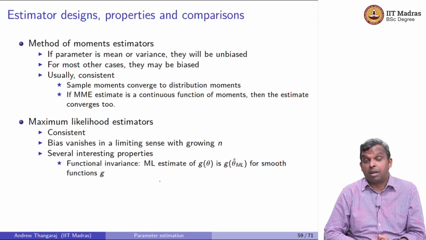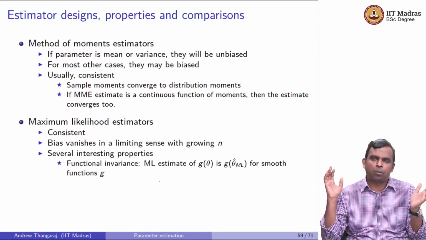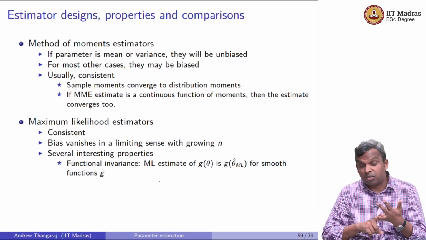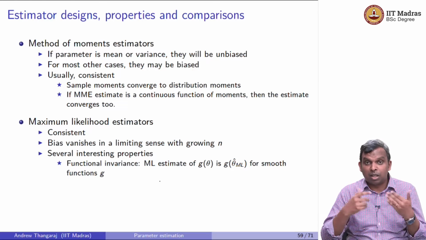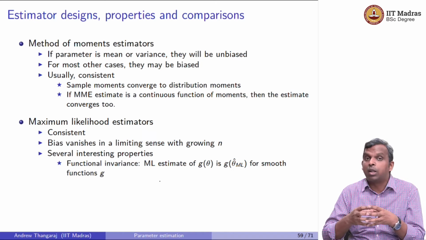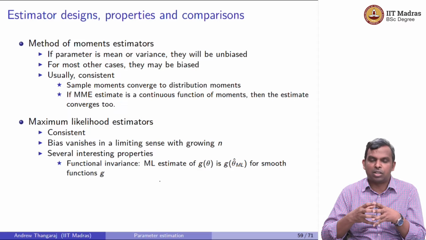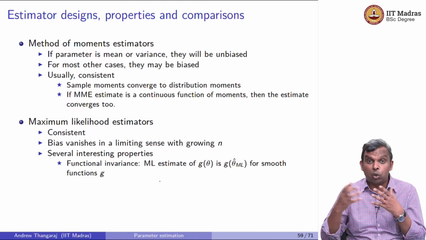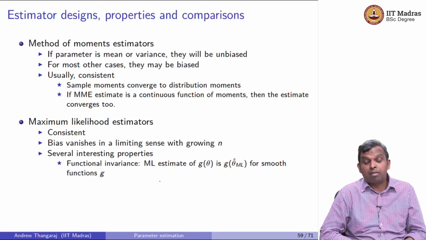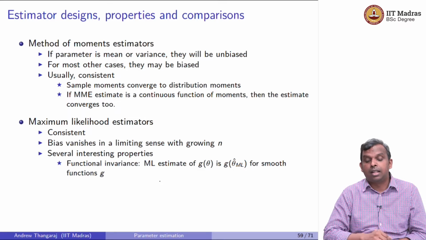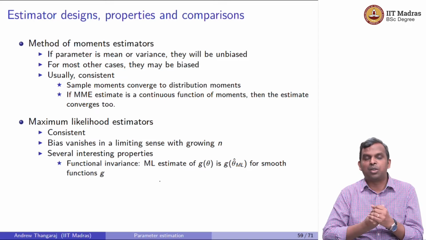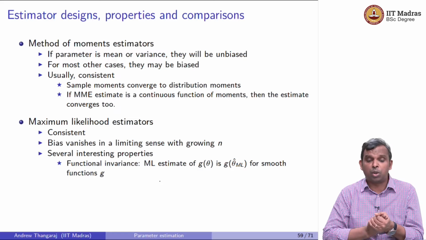Now, maximum likelihood estimators have a rich set of theoretical properties. Lots of very interesting properties that they satisfy. You can show that they are consistent, and that bias will vanish in a limiting sense with n. So asymptotically they end up being unbiased and consistent. Of course, many maximum likelihood estimators will be biased, but nevertheless the bias will go off to 0. A very interesting property is the functional invariance property. If you have a maximum likelihood estimator for theta, then for any function of theta you have a direct maximum likelihood estimate. You can just put g of theta hat, and you get the estimator for g of theta. All these are very powerful properties.